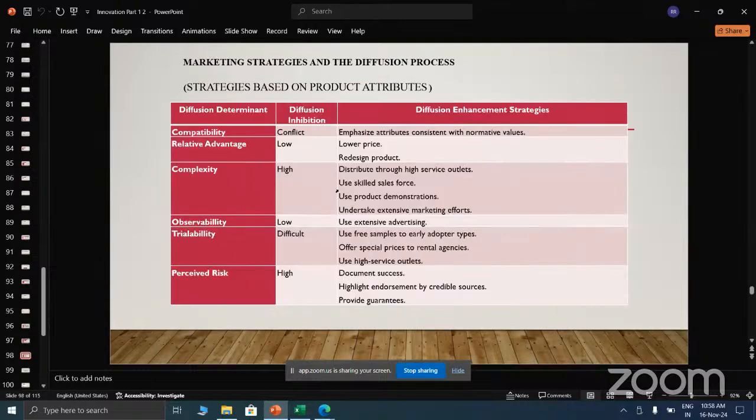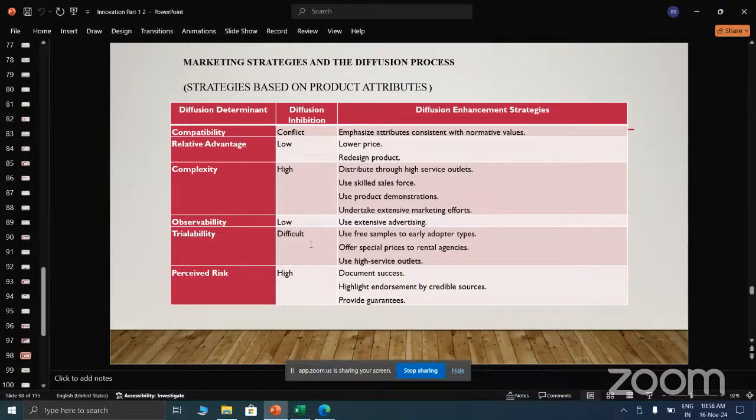Now let's look at diffusion determinants. The determinants include compatibility, which involves conflicts; relative advantage, which involves lower prices; complexity, that includes high distribution through high services or using a high-skilled sales force, using product demonstrations, or undertaking extensive marketing efforts. Observability, that can be categorized as low, which uses extensive advertising.